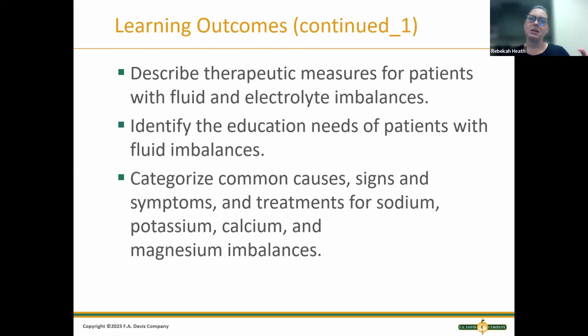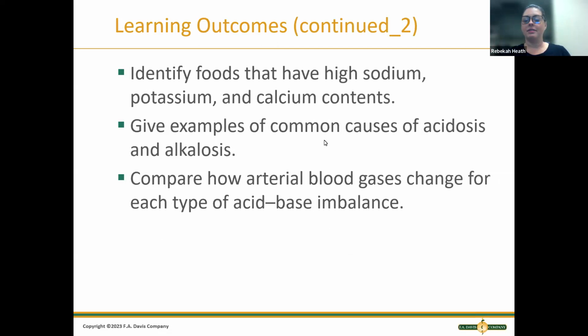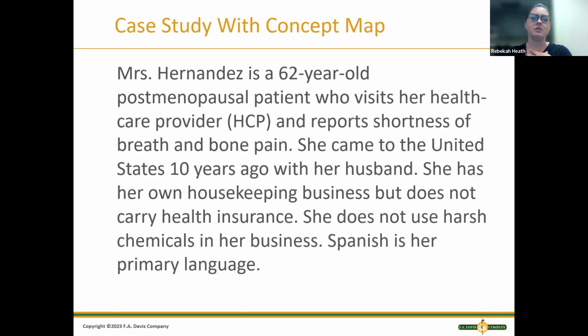I want to categorize some of the common causes, signs and symptoms, treatments for different electrolytes. Identify foods that are going to have sodium, potassium, calcium, and then give examples of common causes of acidosis and alkalosis and compare how ABGs change when you have a different acid-base imbalance.